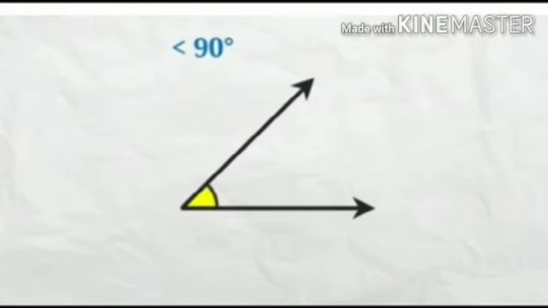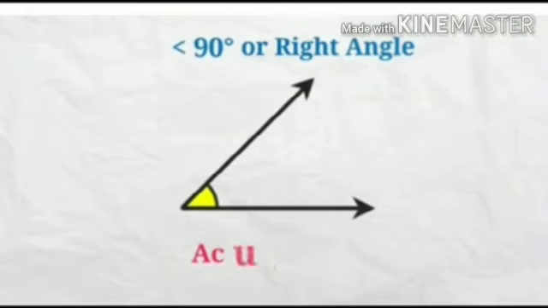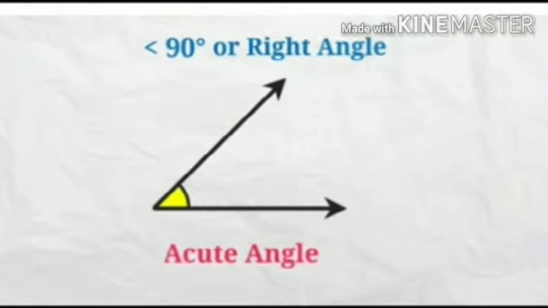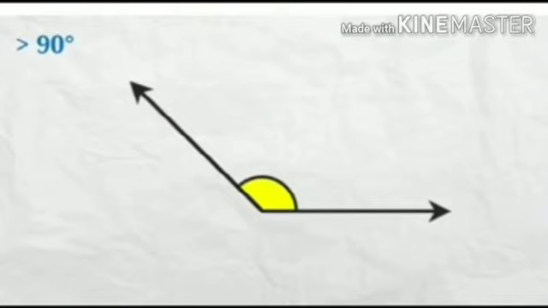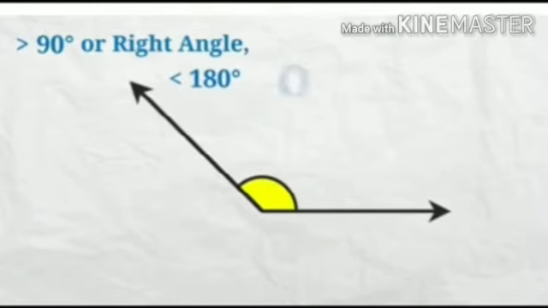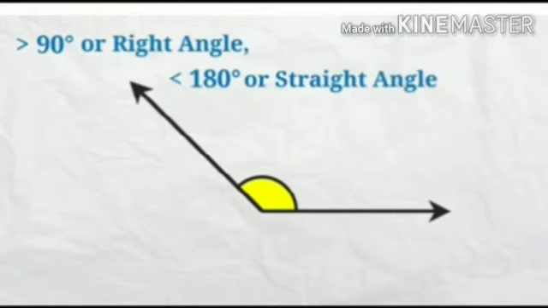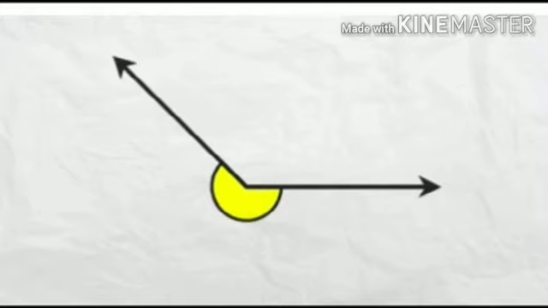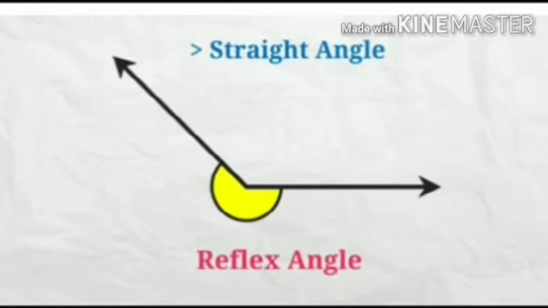If an angle is less than 90 degrees or a right angle, then it is called an acute angle. If the angle is greater than 90 degrees or a right angle but smaller than 180 degrees or a straight angle, then it is called an obtuse angle. If an angle is greater than a straight angle, then it is called a reflex angle.